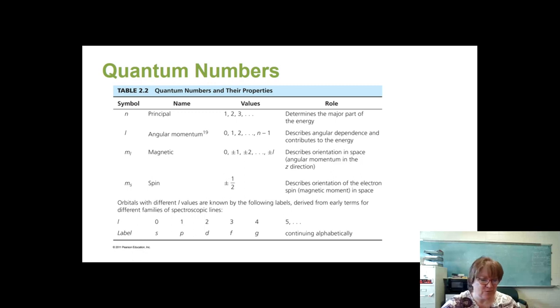And again, we refer to these. You need to know that S is a code name for L is 0, P is a code name for L is 1, D is a code name for L is 2, F is a code name for L is 3. We won't really do the higher orbitals from that, so we continue on from there.